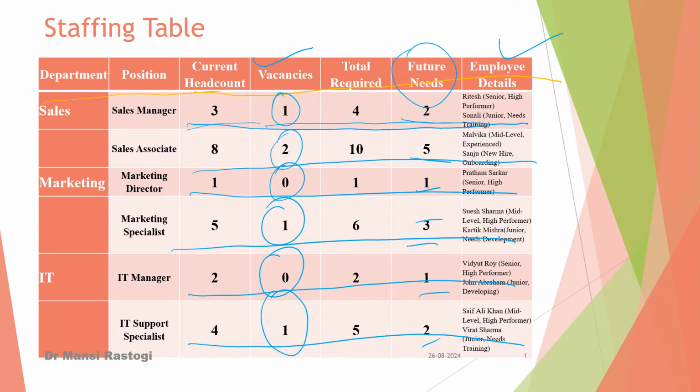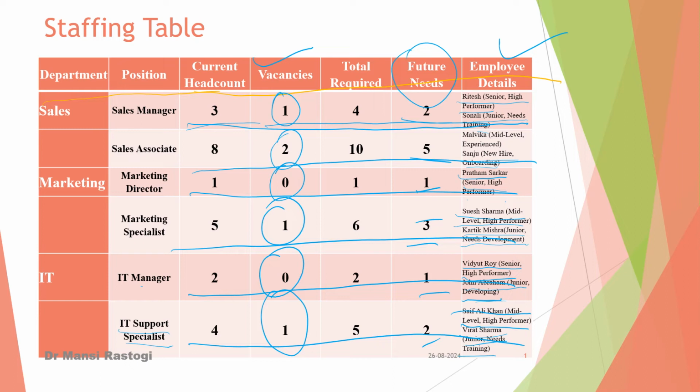Then these are the employee details also. For example, Ritesh, senior high performer; Sonali, junior, needs training; Malvika, sales associate, mid-level experienced; and Sanju, new hire onboarding. Then in the marketing team, marketing director Pratham Sarkar, senior high performer; marketing specialist Suresh Sharma, mid-level high performer; Karthik Mishra, junior, needs development. In IT, there is the IT manager Vidyut Roy, senior high performer, and John Abraham, junior developing. Then IT support specialist Saif Ali Khan, mid-level high performer, and Virat Sharma, junior, needs training.